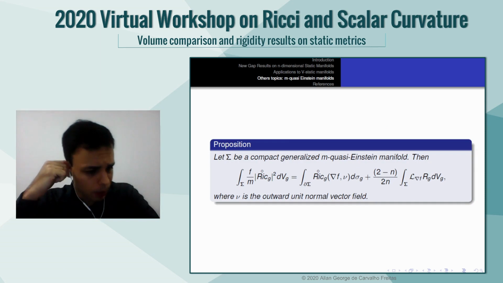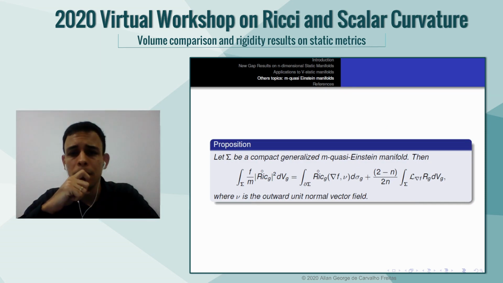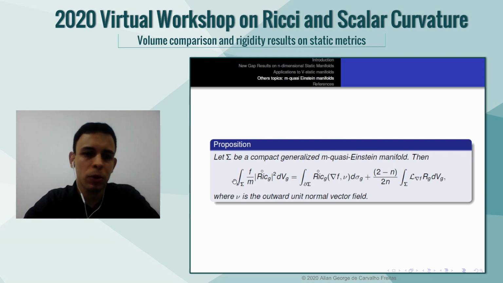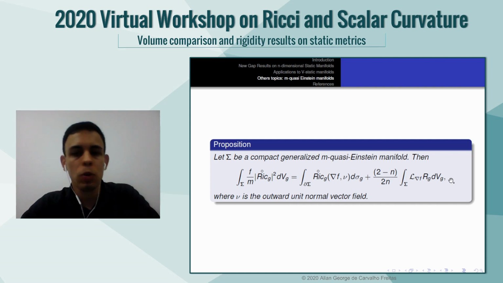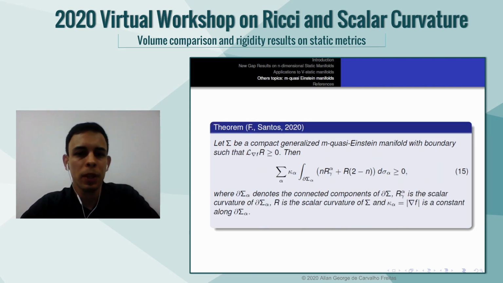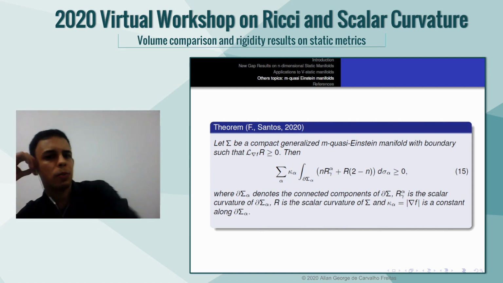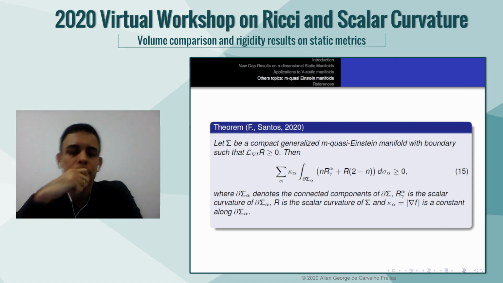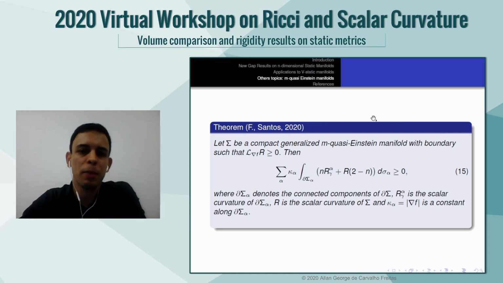So we can use again the Pohozaev identity to obtain similar results in generalized m-quasi-Einstein manifolds. For example, we also have this relation in m-quasi-Einstein manifolds, okay? This integral identity also occurs in m-quasi-Einstein manifolds. And in fact, in a joint work with Santos, we can obtain a Cruz-type inequality on the boundary in m-quasi-Einstein manifolds.